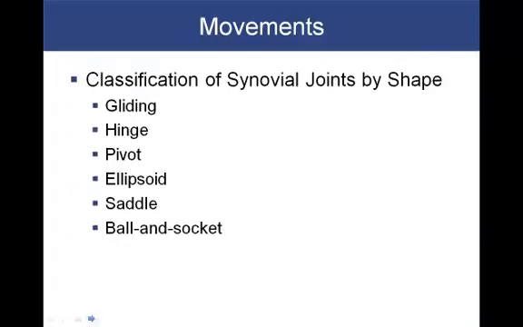Another way of classifying synovial joints is by shape. And you see here that we have 6 different types of shapes. Most of them, or some of them, can be associated with their motion, such as gliding. Along with that, we have hinge joints and pivot joints, ellipsoid joints, saddle, and ball and socket.